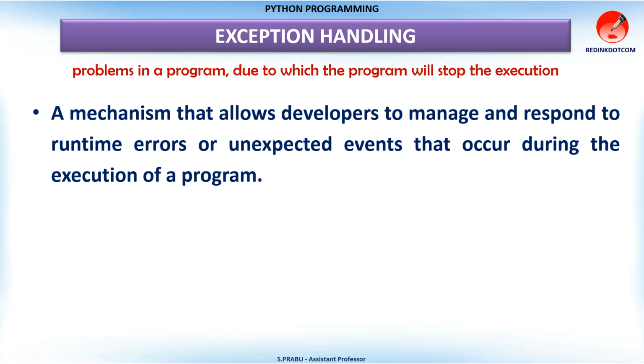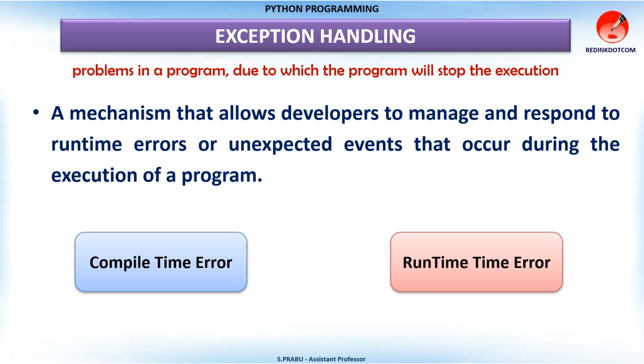Let's conclude the definition of exception handling. It is a mechanism that allows developers to manage and respond to runtime errors or unexpected events that occur during the execution of the program. You must be clear about compile time errors and runtime errors. A compile time error only happens when we make a mistake in the syntax of the programming language. When we have a compile time error, the program cannot be executed. We can easily solve compile time errors.